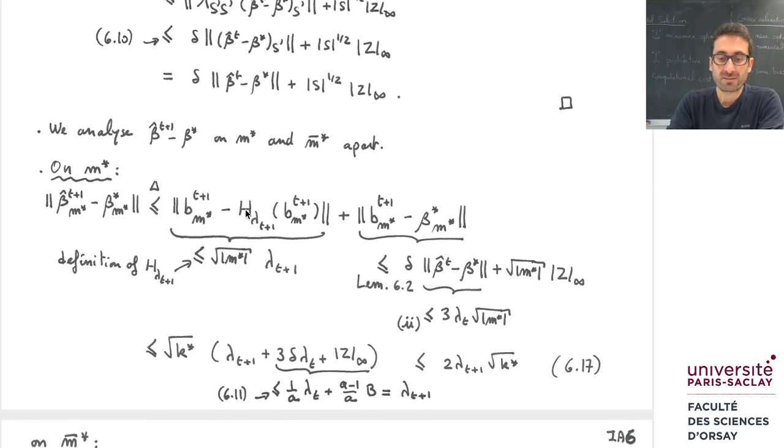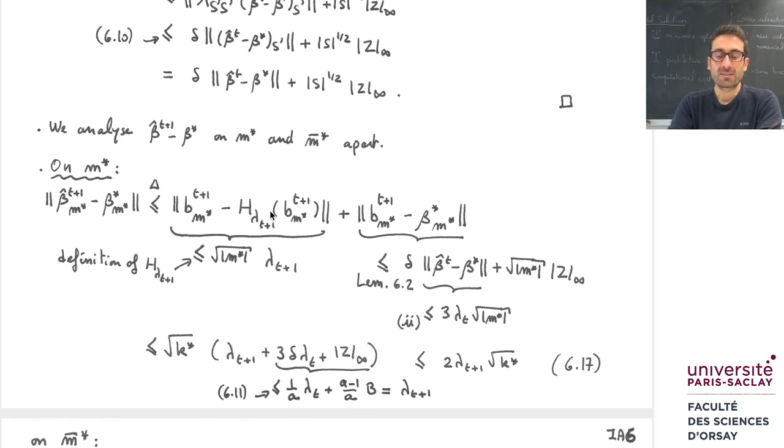So if we come back to our difference here, each coordinate has a value which in absolute value is smaller than lambda t plus 1, which is exactly what we have discussed. And how many coordinates do we have? We have at most the cardinality of M star coordinates. So this term is smaller than lambda t plus 1 times the square root of the cardinality of M star.